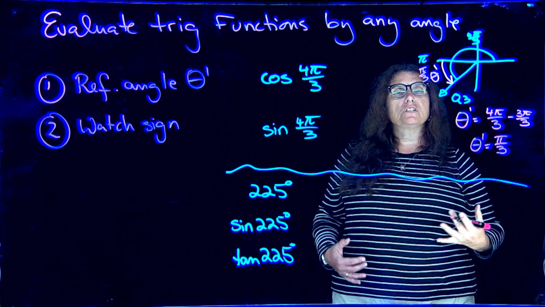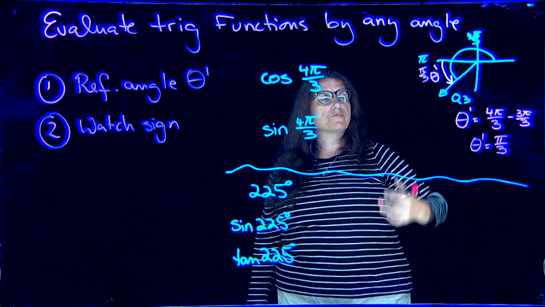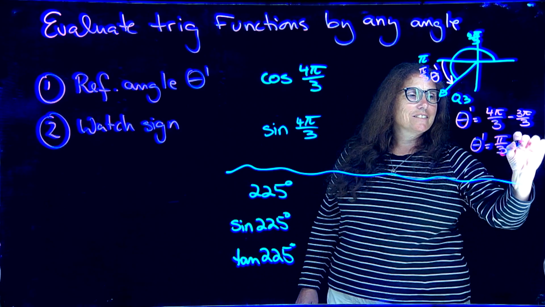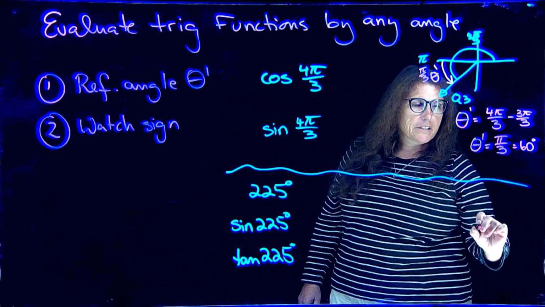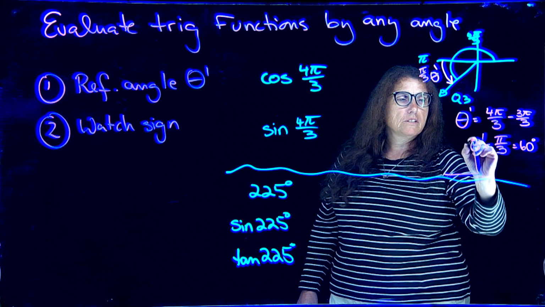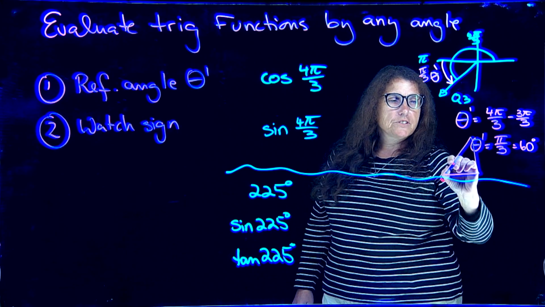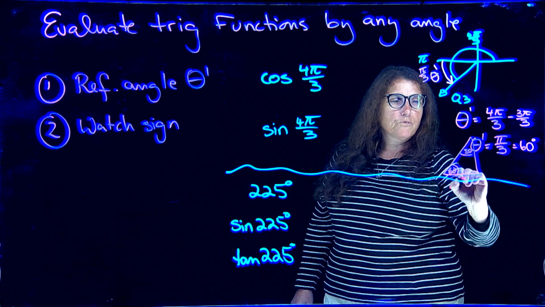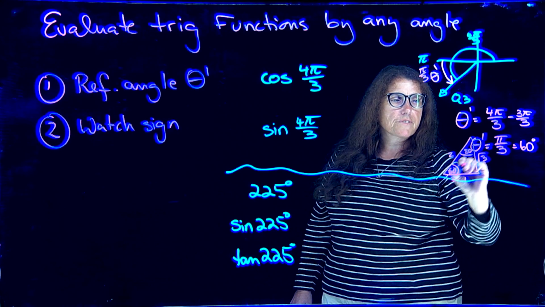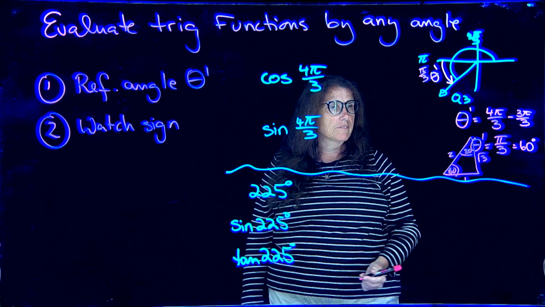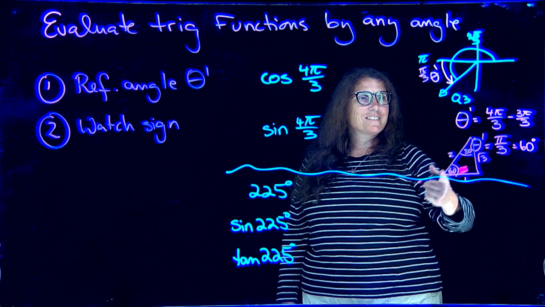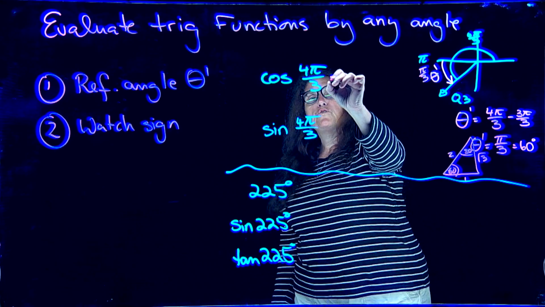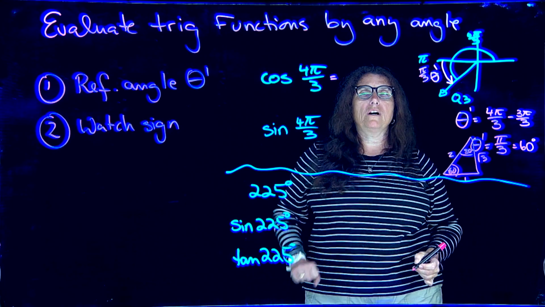So we can use what we know about our reference angle, pi over 3, which by the way is 60 degrees. If I draw my triangle relationship here, let's make this 60, 30. We have 1, 2, square root of 3. This is our special triangle relationship. Pi over 3 is 60 degrees.